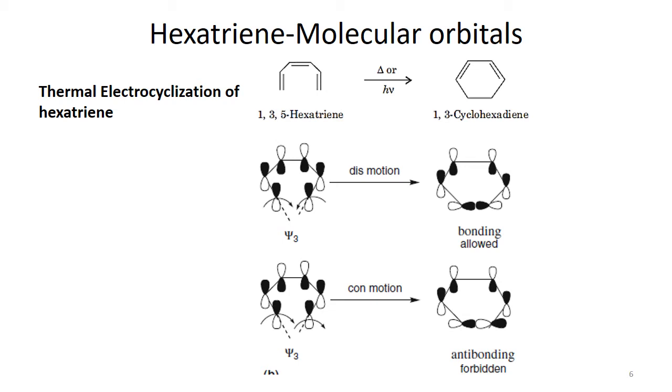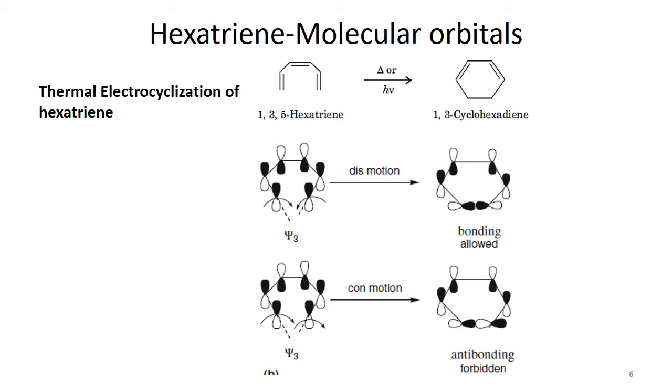These two modes differ: if thermal disrotation is allowed in one reaction, then it won't be allowed by photochemical means. So photochemically only conrotatory motion shall be allowed to form this bond in the product. Anyway, coming back to the example here, 1,3,5-hexatriene to 1,3-cyclohexadiene.